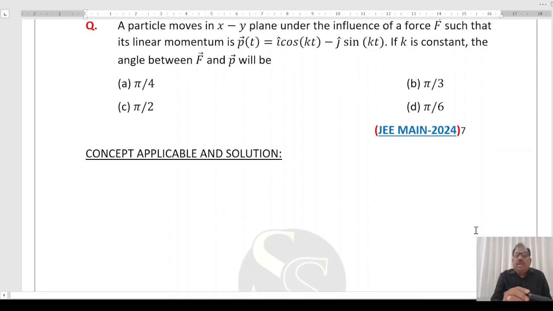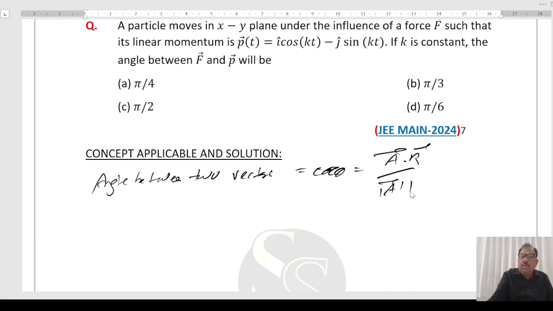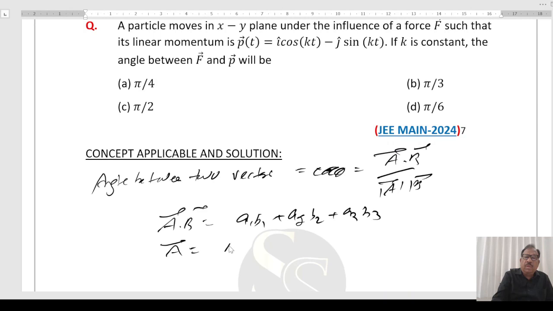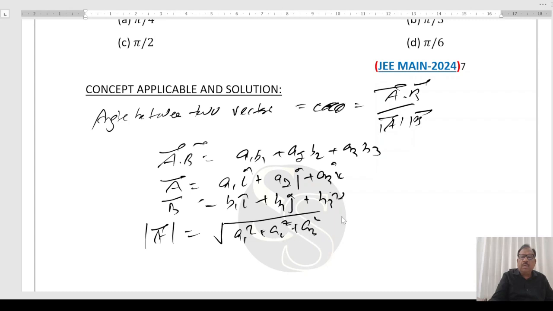Now, the angle between two vectors is given by cos theta equal to a dot b upon magnitude a times magnitude b, where a dot b equal to a1 b1 plus a2 b2 plus a3 b3, where a vector is a1 i plus a2 j plus a3 k, b vector is b1 i plus b2 j plus b3 k, and magnitude a is under root a1 square plus a2 square plus a3 square, and magnitude b equal to under root b1 square plus b2 square plus b3 square.